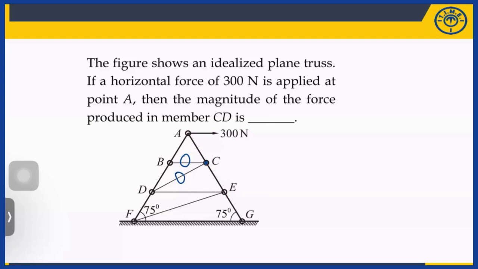Did you find any mistake? Is there any use of 300 Newton? If you want, you can calculate. Consider this joint, calculate the force in this member, then move to this point, then move to this point. Again, you will get the answer. There are some special conditions, some assumptions you have to remember to make the question easy. So the force in member DC is zero.